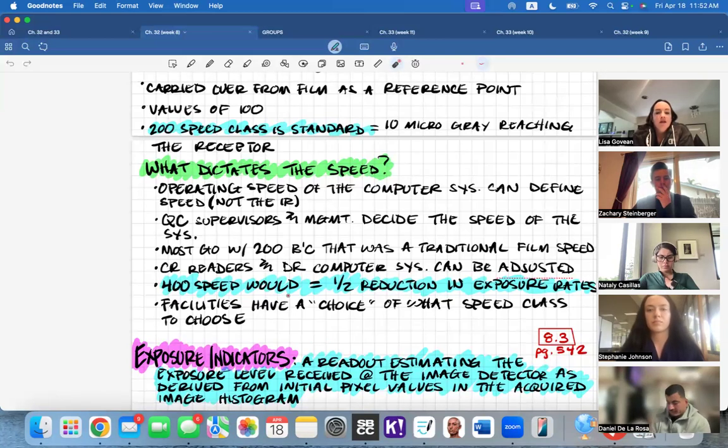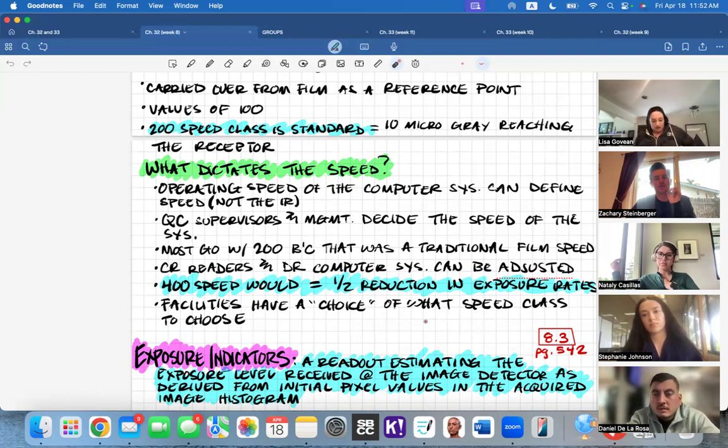Which just means that the radiation is going to get there basically twice as fast. So time would be half. So we would half the exposure. So then you would be using a lower exposure for that because the higher the speed class, the lower technique needed because the X-rays are getting picked up quicker, right? Yeah. Like the radiation.